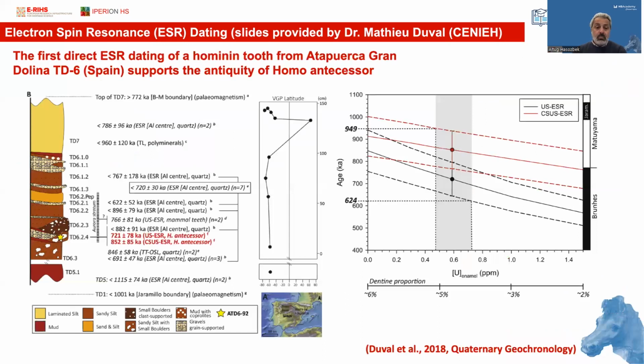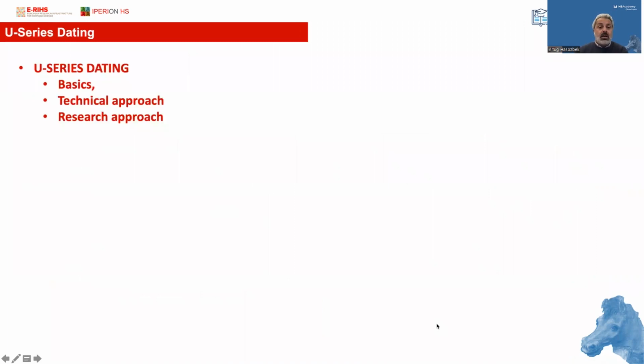Another example is from Atapuerca. This is the first direct ESR dating of a hominin tooth from Atapuerca Gran Dolina TD6. This supports the antiquity of human ancestors. It was previously dated by PaleoMag, and additional data is provided by ESR, published in 2018 by Duval et al. in Quaternary Geochronology.